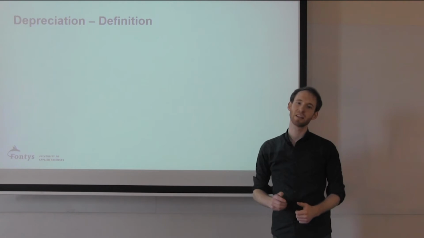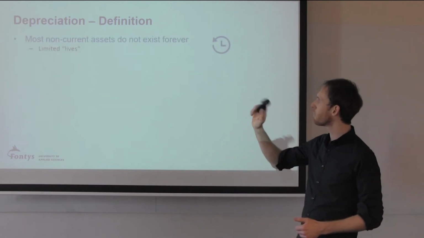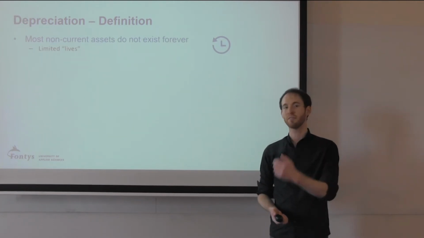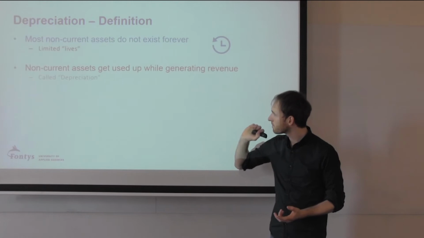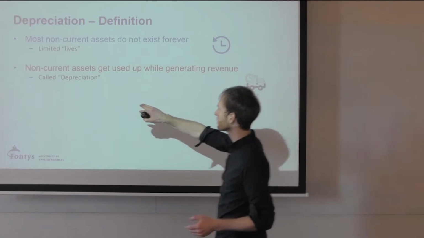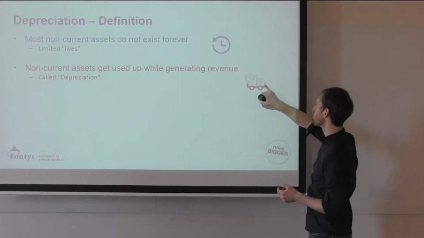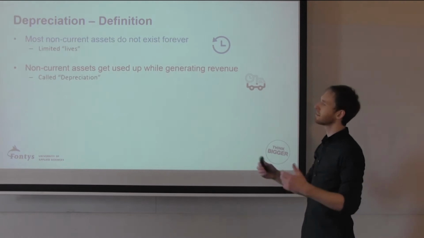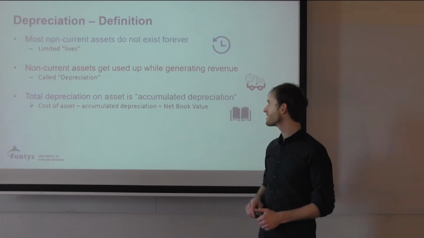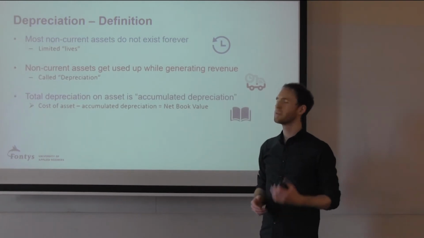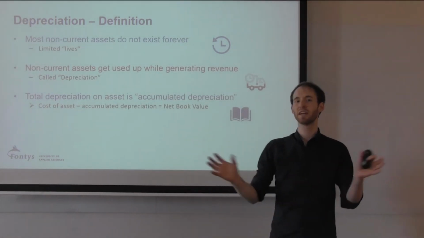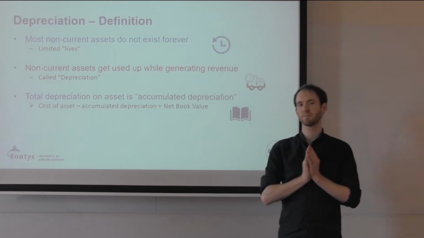So let's look at depreciation now. Depreciation, as said before: most non-current assets do not exist forever. They have limited life, so a smartphone is used up after 5 years, you buy a new one. Non-current assets, as said before, lose value, they depreciate. That's called depreciation. You see the car or the motor vehicle is depreciated half, and then let's say after 2 or 3 years more, you have to get a new one. The total depreciation on an asset is called accumulated depreciation. So basically every year an asset depreciates, and then if you take this all together, it's called accumulated depreciation.